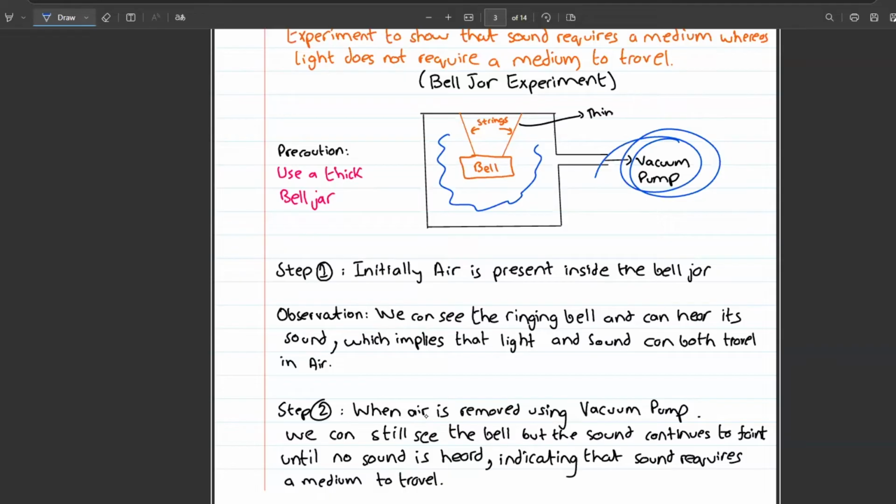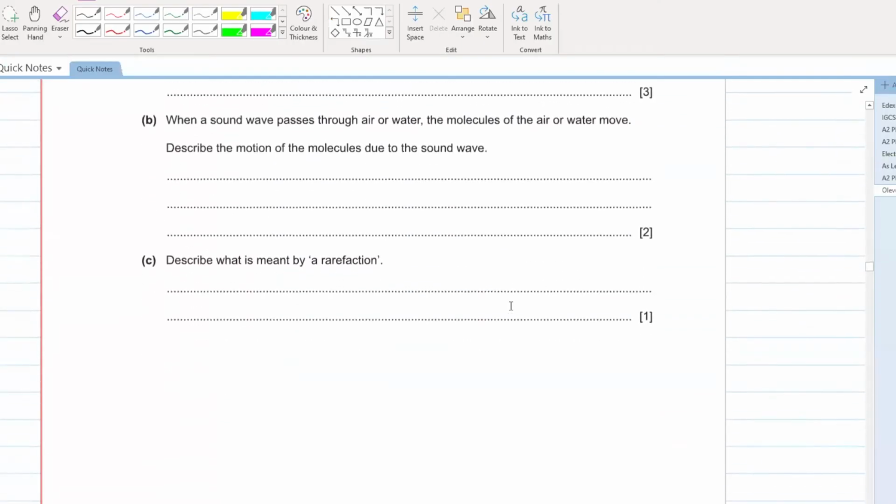Simple as that. You have to write this experiment. Nothing complicated. Well done Rayan. Very good. The bell jar experiment. When you remember things, it really feels very good inside. Very good.